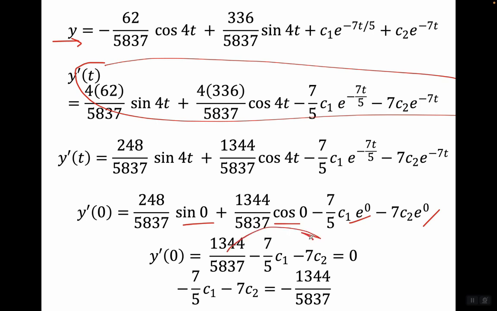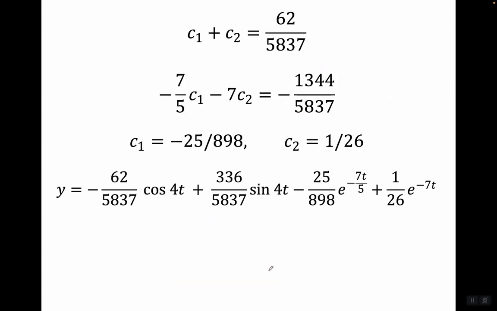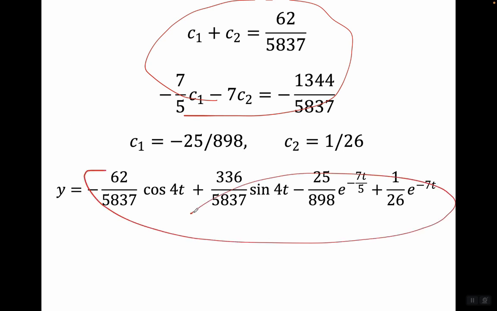Move this 1344 over 5837 to the other side, and we end up with this. So we have a system of equations. That's what it looks like. The solution is c1 equals negative 25 over 898, c2 equals 126, and so this is our final answer. So that's the solution to the non-homogeneous initial value problem.